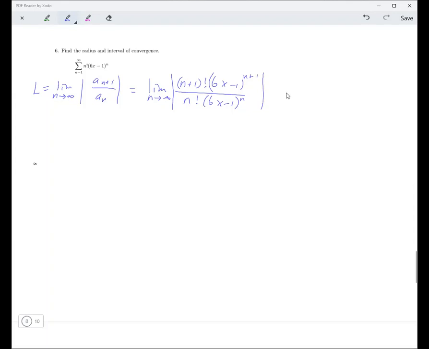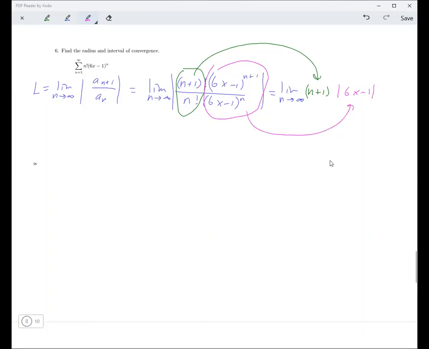Hang on, I forgot the absolute value. Okay, now, so let's see here. I can take that off. (n plus 1) factorial over n factorial is just n plus 1. And this one is just going to be |6x minus 1|, because it's n plus 1 in the numerator and in the denominator, so there's that.